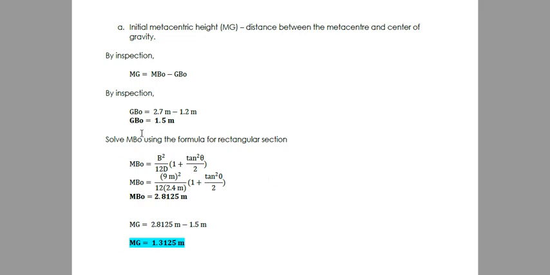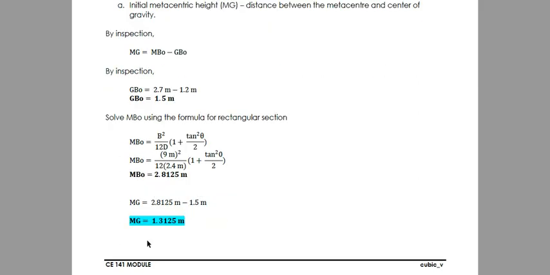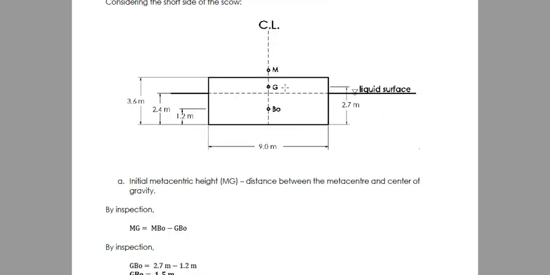If we compare GBo and MBo, MBo is greater than GBo. So M is higher than G, and our initial assumption is correct. MG is MBo minus GBo, so that would be 2.8125 meters minus 1.5 meters. Our initial metacentric height when the scow is still floating in the upright position is 1.3125 meters. That's the initial metacentric height, MG.